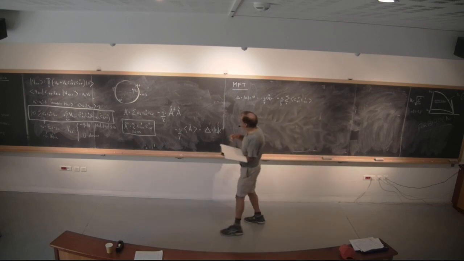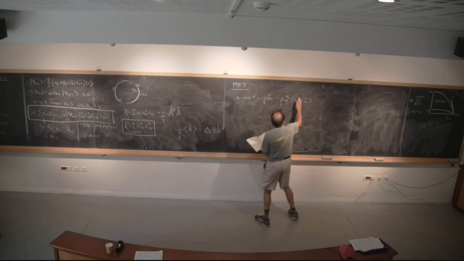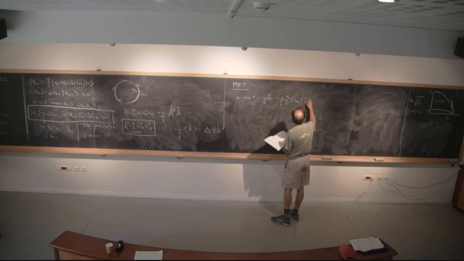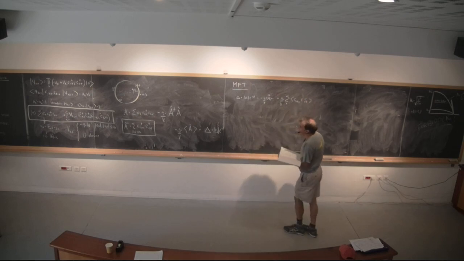What am I doing? One second. This is not with the daggers. This is c minus k down with k up, without the daggers. Okay.